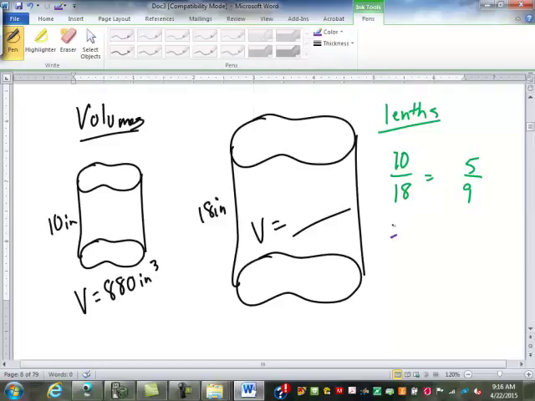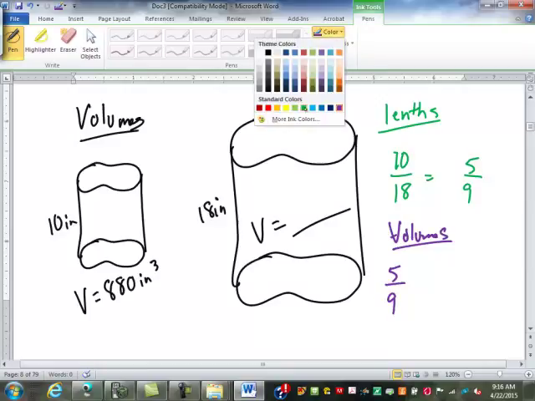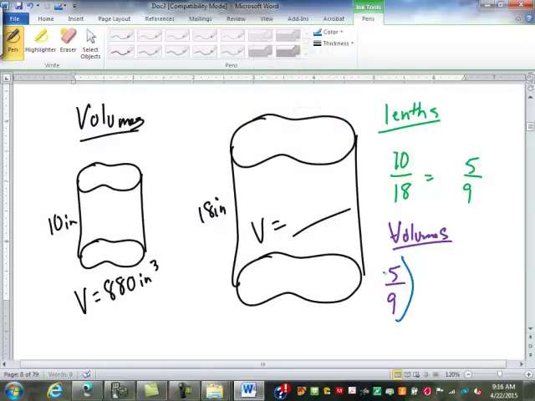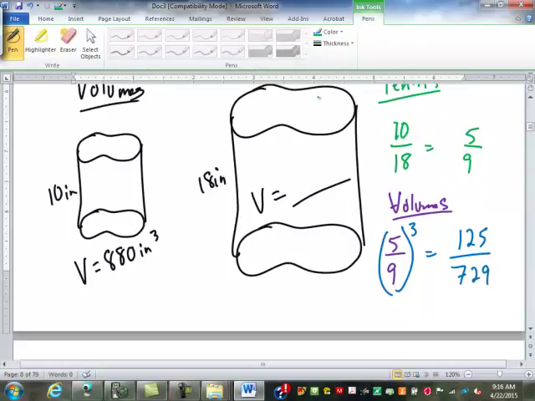For the ratio of volumes, I'm going to take that 5 to 9. Am I going to square it? No. What do you think I'm going to do? Cube it. 5 cubed is 125. 9 cubed is 729. So now, to find my new volume, I have 125 over 729.